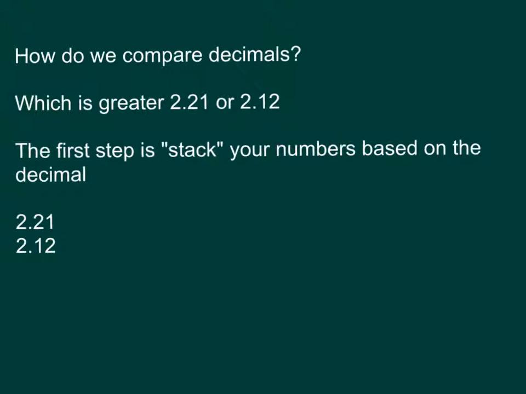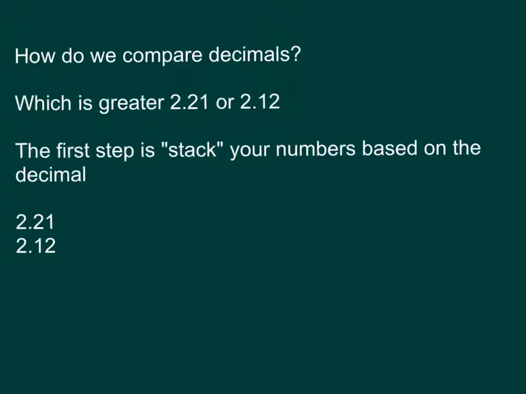All right, well, let's see. How do we compare decimals? Which is greater, 2 and 21 hundredths or 2 and 12 hundredths? Well, if you just can't tell by listening to those two numbers or by looking, here's what we do.